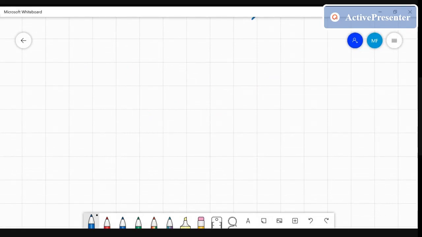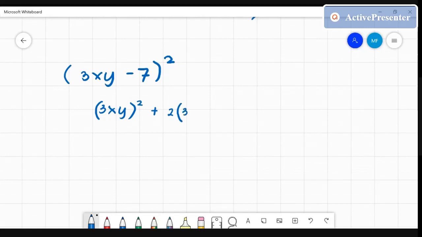So for number 2, we have the quantity of 3xy minus 7 squared, an example of the square of a binomial. So we have the square of the first term, 3xy, we're going to square it, then plus twice the product of the first term, 3xy, times the second term, negative 7. And for the third term, square the second term.